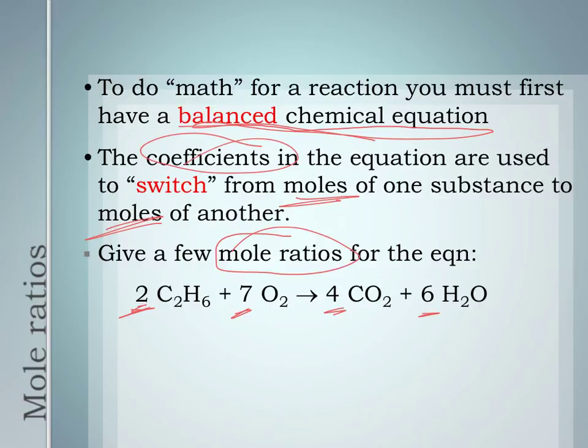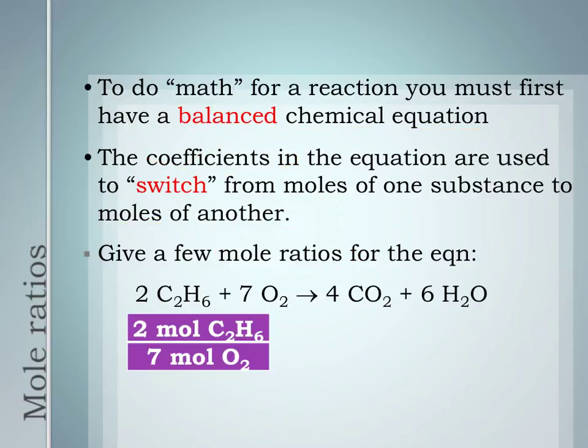Essentially, the way I would read this equation is I would say for every 2 mole of C2H6 that react with 7 mole of O2, it will produce 4 mole of CO2 and 6 mole of H2O. So let's look at one of the ratios. Here's an example of a ratio using the two reactants, the C2H6 and the O2, and I've written it as a ratio, 2 mole of C2H6 over 7 mole of O2.